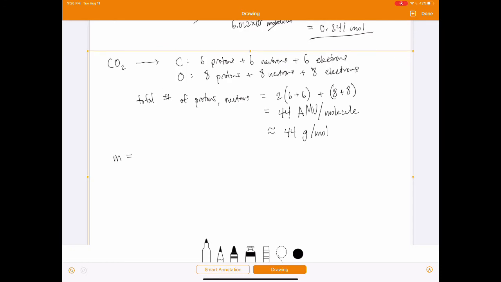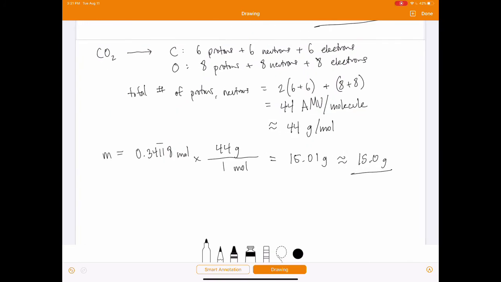We have 0.34118 moles. That's what we calculated just a second ago. If I want to convert that to a mass, just use the fact that in every 1 mole, we have 44 grams. That's what we worked out up here. If you crunch those numbers, you'll get about 15.01 grams, which rounds off to a nice 15.0 grams.